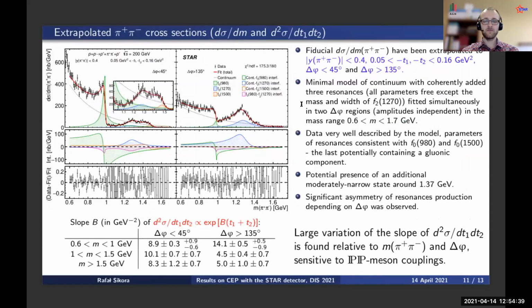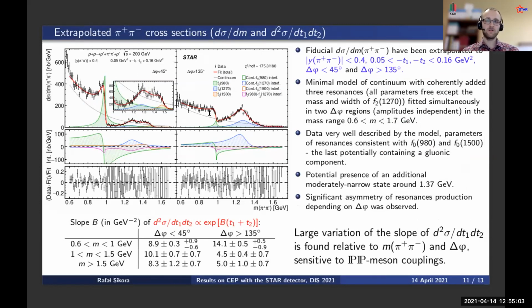We didn't limit ourselves to the fiducial cross sections. We have also done the extrapolation of the cross section in the invariant mass for the pi plus pi minus. So we extrapolated it to the Lorentz invariant phase space given in blue. And then we have fitted it with the minimal model.